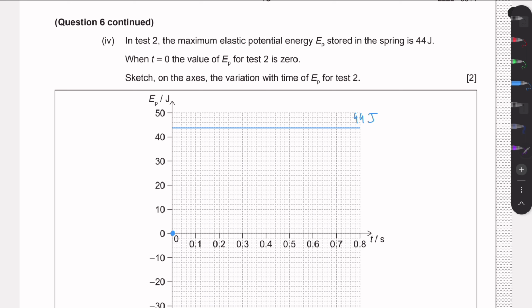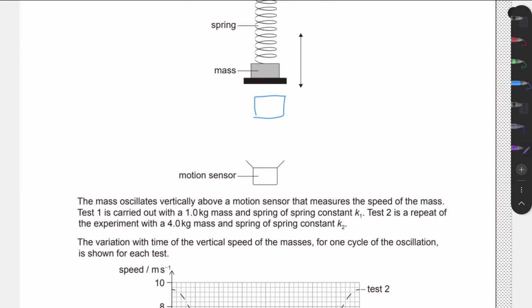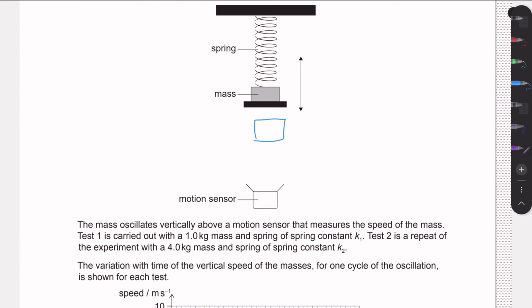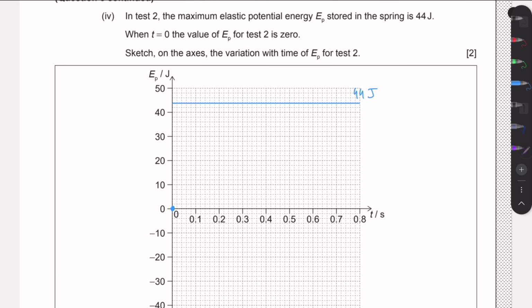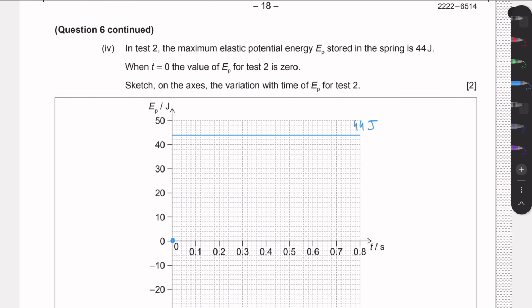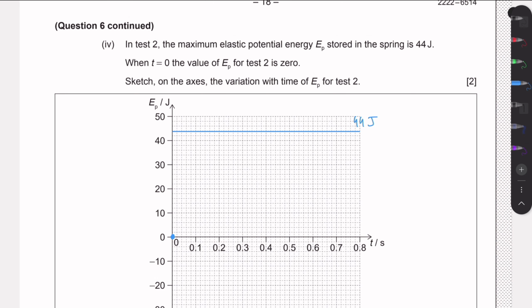So at the start it has 0, so we know that the kinetic energy would be at a maximum. And then we let the mass oscillate. So what will happen is that it will go down to the lowest position. It will do this in a quarter of the period. And at this moment, we have 0 kinetic energy, as it has just stopped, and therefore we will have maximum potential energy. So a fourth of the period will have to be 44 joules. So that's at 0.2 seconds.